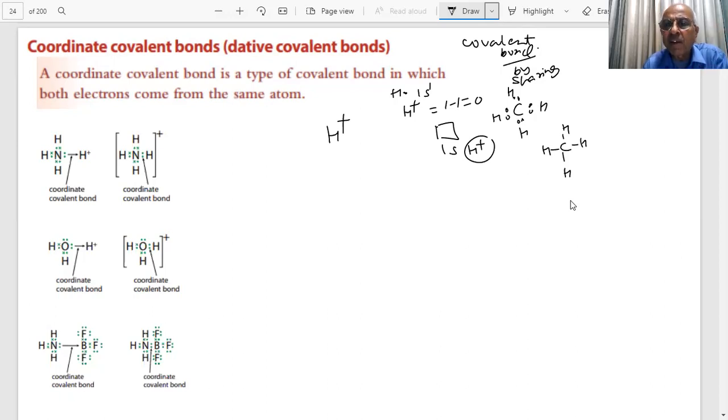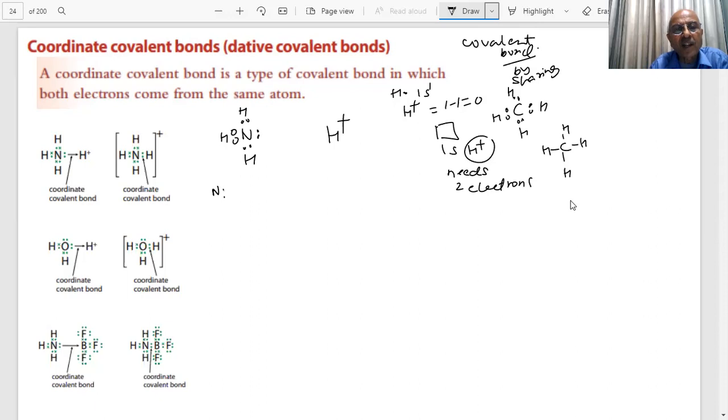But if someone can give both the electrons, then what can happen? If there is a molecule or an atom which can give both the electrons, it can help, because H plus is in need of 2 electrons. For example, NH3. It looks like this, and there is a lone pair of electrons on the nitrogen. Is there a lone pair on the nitrogen? Yes or no?